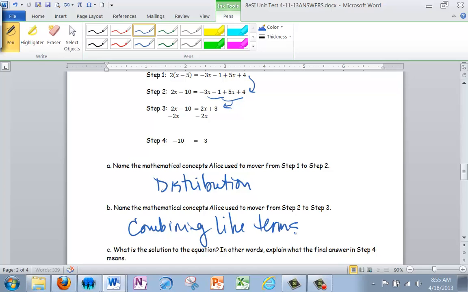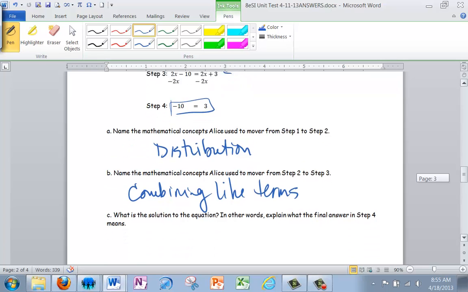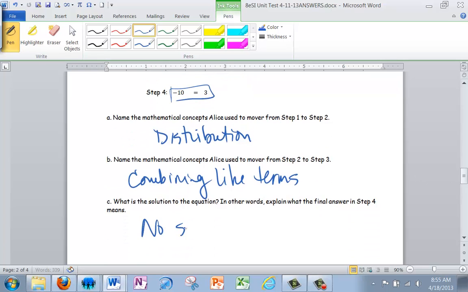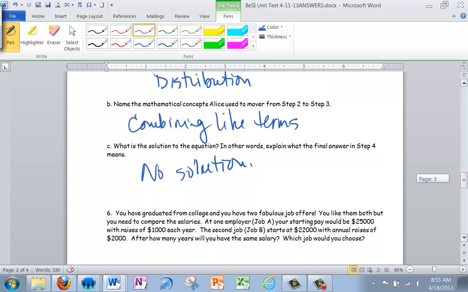And then the question was, what does it mean when you get a false statement here at the end? If you get a false statement, you know that there is no solution to the equation. I cannot write today. Solution. There we go. Okay, so that wasn't worth a huge amount of points.